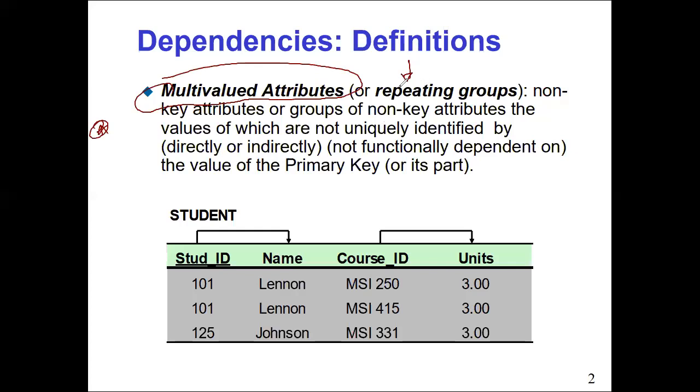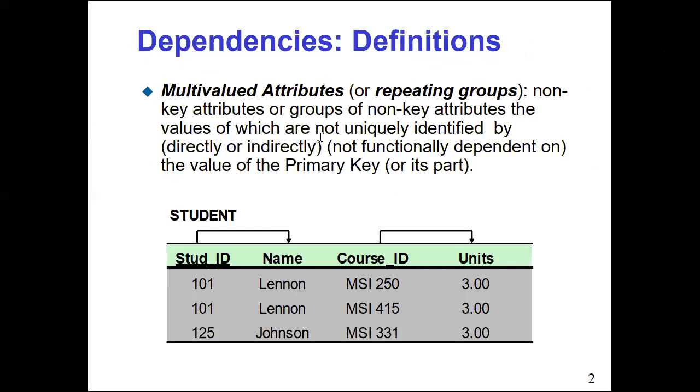The first one is multi-value attributes. Another word is repeating groups. You can read further: non-key attributes or a group of non-key attributes, the values of which are not uniquely identified, directly or indirectly, not functionally dependent on the value of the primary key, right? So now you can understand this. After some time you will understand, right?